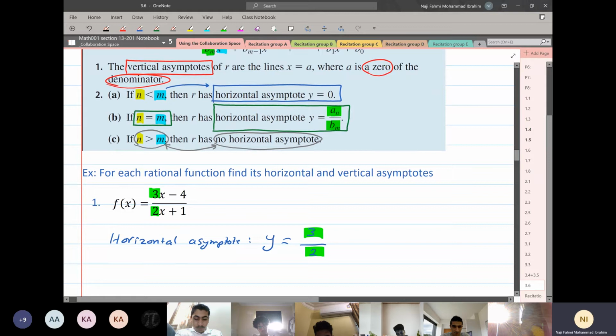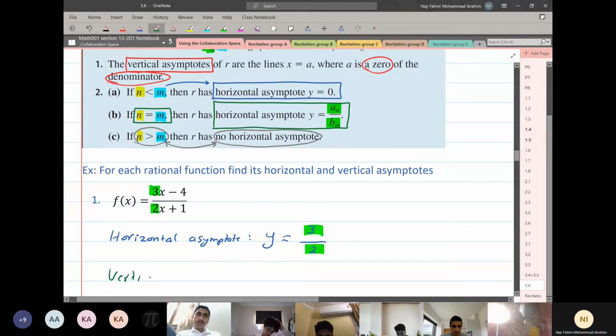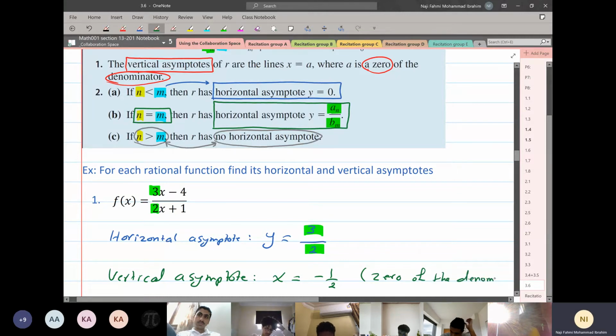Regarding the vertical asymptote, how can I find it? Zeros of the denominator. Thank you very much. Read number 1, the rule on top: the vertical asymptotes are the zeros of the denominator. So I will say x equals what? What makes my denominator 0? Negative 1 over 2. So I will say x equals negative half is my vertical asymptote, which is what again? The zero of the denominator.